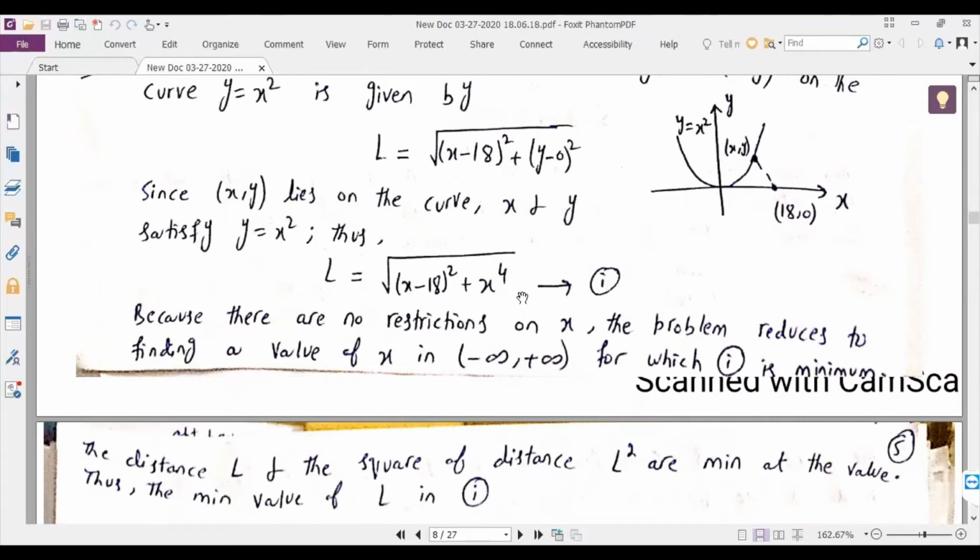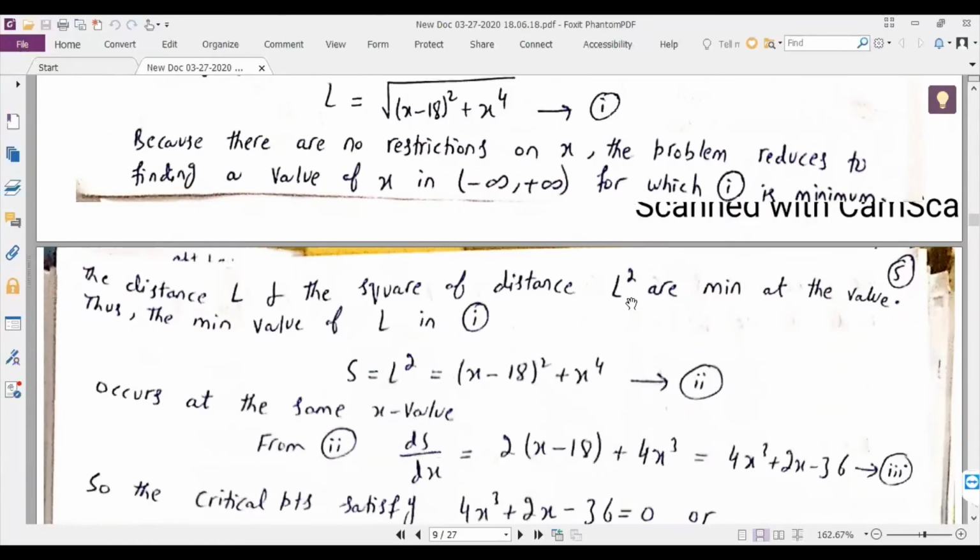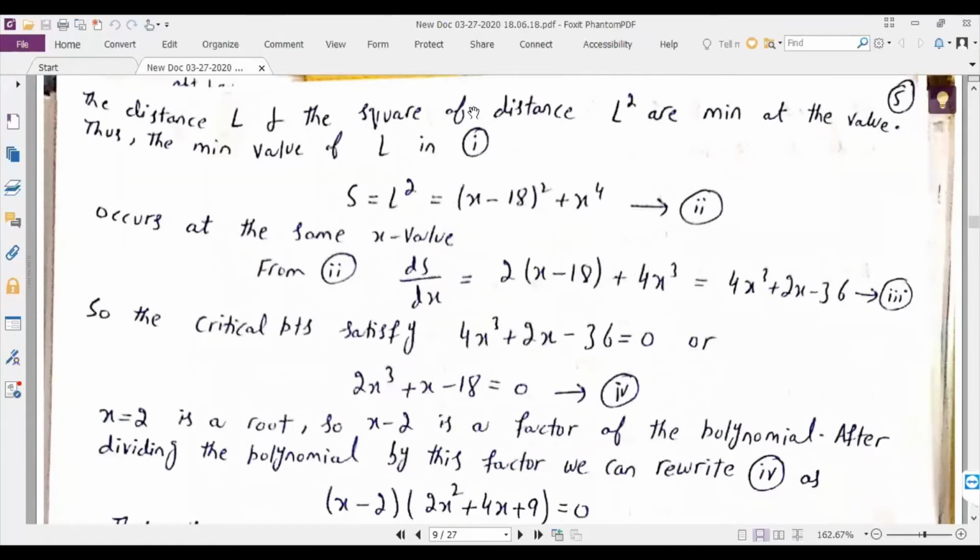This expression is in terms of one variable x, as there are no restrictions on x. So the problem reduces to finding the value of x in the interval minus infinity to plus infinity for which equation 1 is minimum. The distance L and the square of the distance, L squared, are minimum at the same value. Thus, the minimum value of L in 1 is this. It occurs at some value.